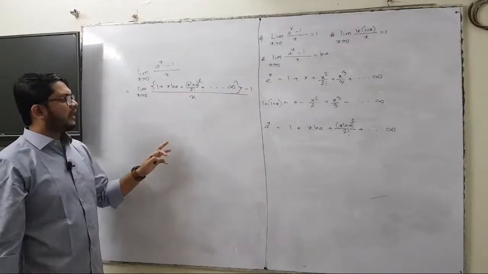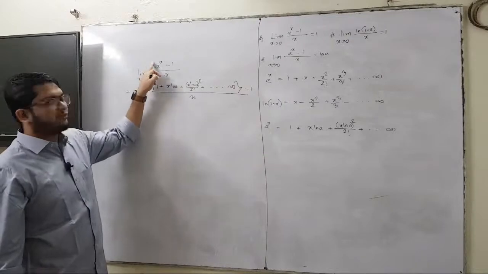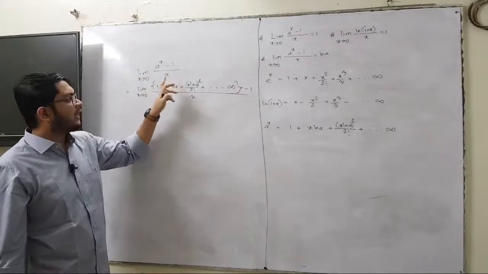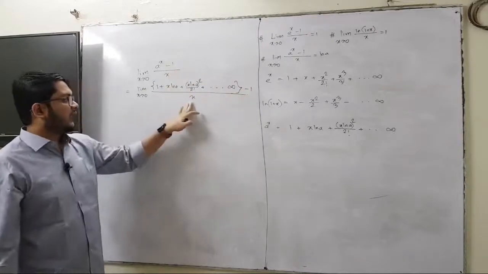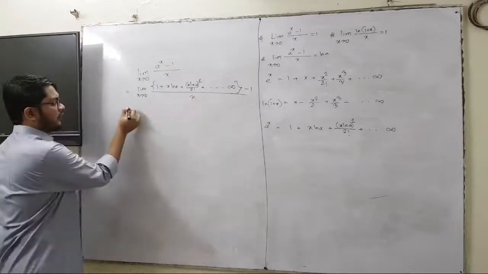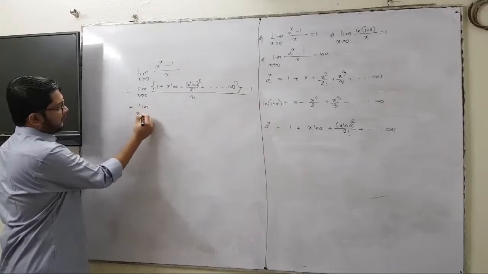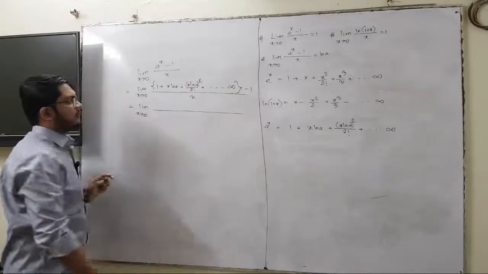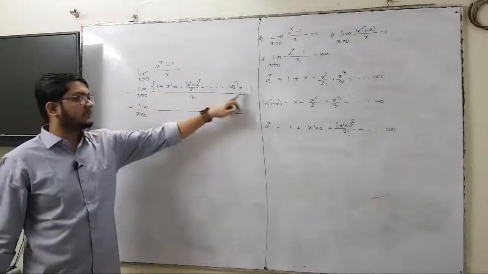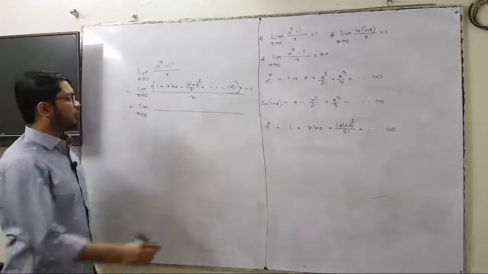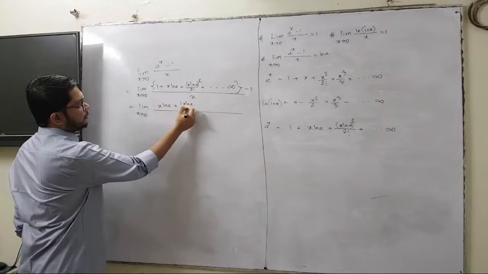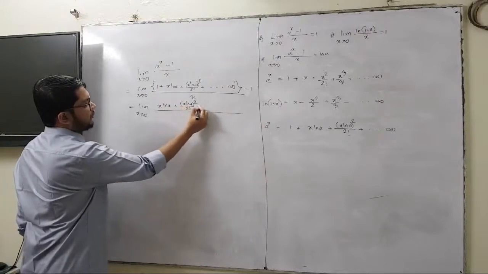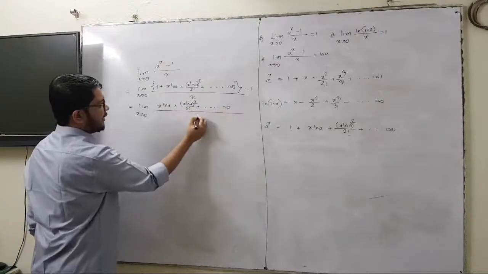So what we've done here is that we have put the expansion value of a to the power x, and then we have a negative 1 at the end, and then divided by x. In the next line, this positive 1 and this negative 1 cancel out. So you will have x ln a plus (x ln a) whole square divided by 2 factorial, in this way all the way to infinity, divided by x.